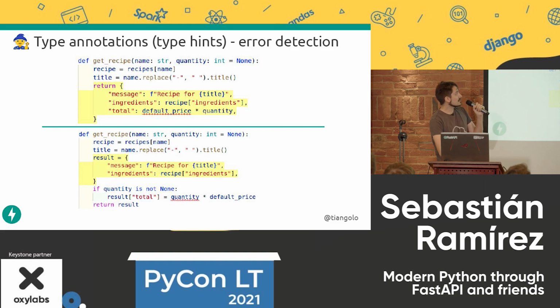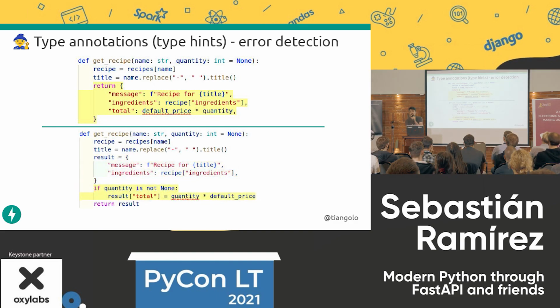Now, how do we fix that? Instead of just returning this whole dictionary, we can just put the dictionary in this result here, and then we can check if quantity is actually not None. And if it's not None, then we can use it, because it means that it is an integer. So it can be None or an integer. And if it's not None, then we just use it.